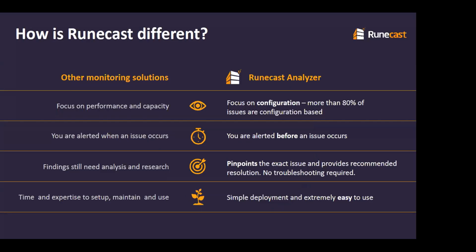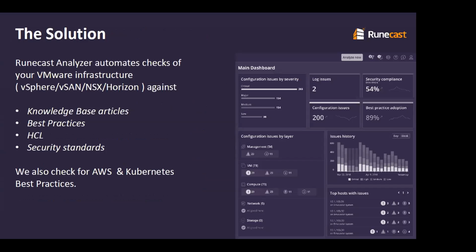Yeah. Now, just to compare with other solutions, we are not a monitoring solution. We don't monitor performance or capacity or alert you when there is an issue. What we do is we focus on configuration. And what we believe is that if you have got your configuration right, 80% of the issues are configuration based. We pinpoint the issue and we give you exactly the answer to it. A very easy to set up and very easy to use solution, it doesn't take much time to deploy, and I will be showing that in the demo. So what is our solution? In summary, our solution will check your VMware infrastructure. And when I say VMware infrastructure, we will check vSphere, vSAN, NSX-T or NSX-V, Horizon, and we will compare it with the VMware knowledge base, the VMware best practices, the security standards, the hardware compatibility list, and tell you if you have missed out something.